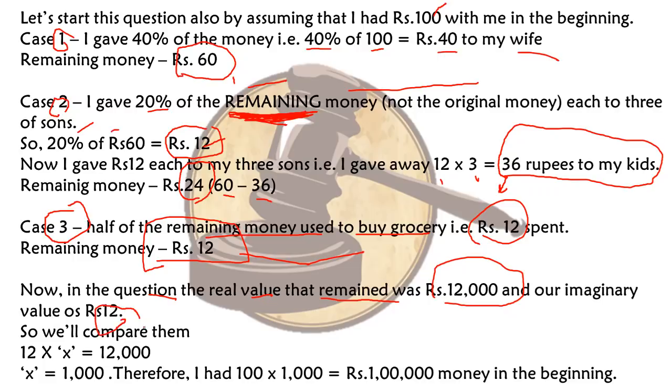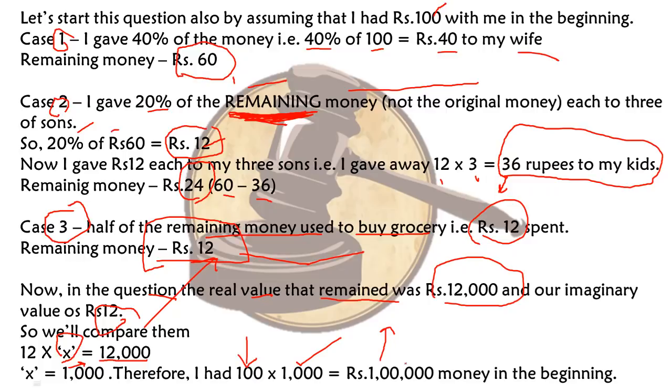So now we will compare them. How do you compare them? By now you should be well versed with it. So 12 into something x is equal to 12,000. This x is our converter. If you divide 12,000 by 12, you get 1,000, which is x. So 1,000 is our converter. Therefore I had in the beginning 100, which is the assumed value, into 1,000, which is the converter, to get the real value, which is 1 lakh rupees. Now this is your answer.